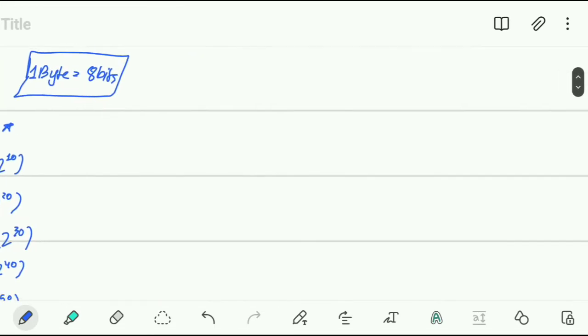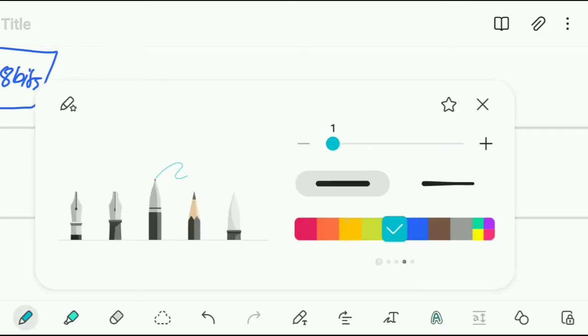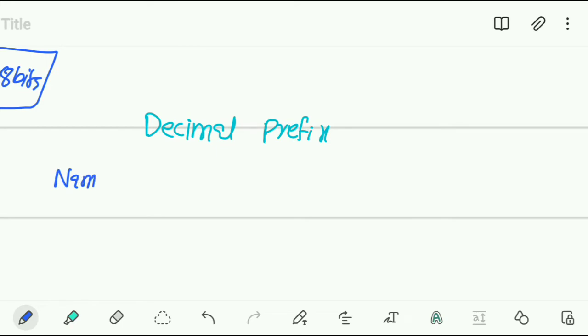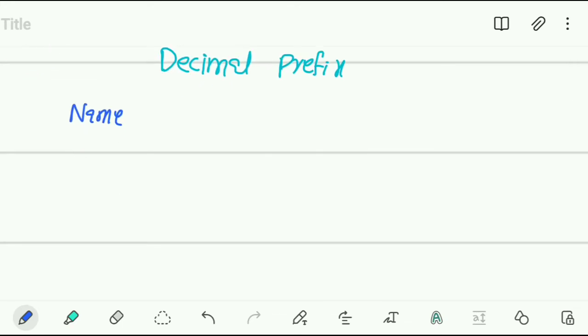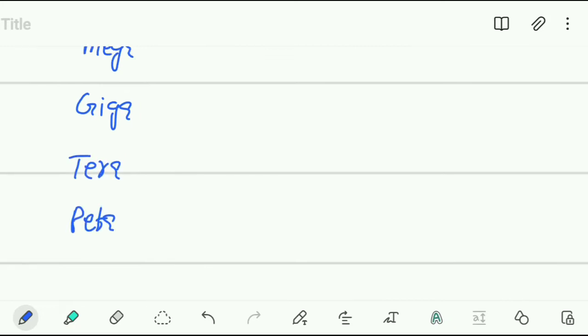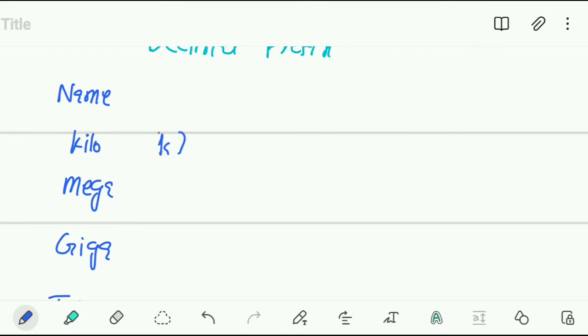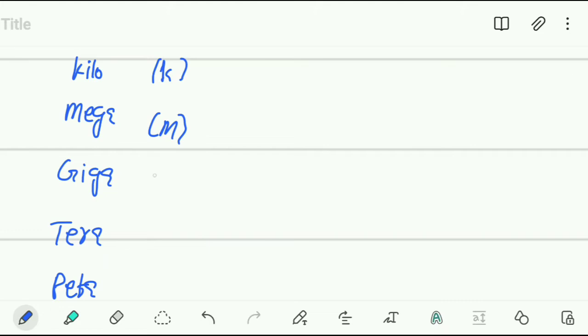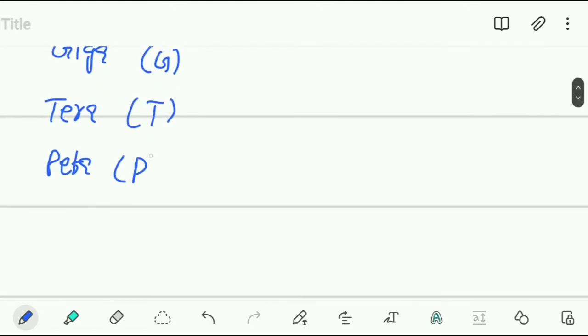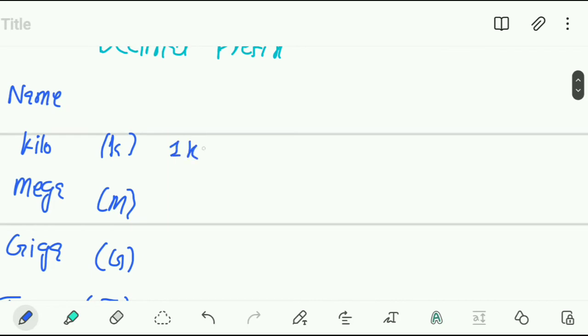so this is the binary prefix, and let's talk about the decimal prefix. The names of the decimal prefixes are kilo, mega, giga, tera, and peta. The symbols we use are K, M, G, T, P.